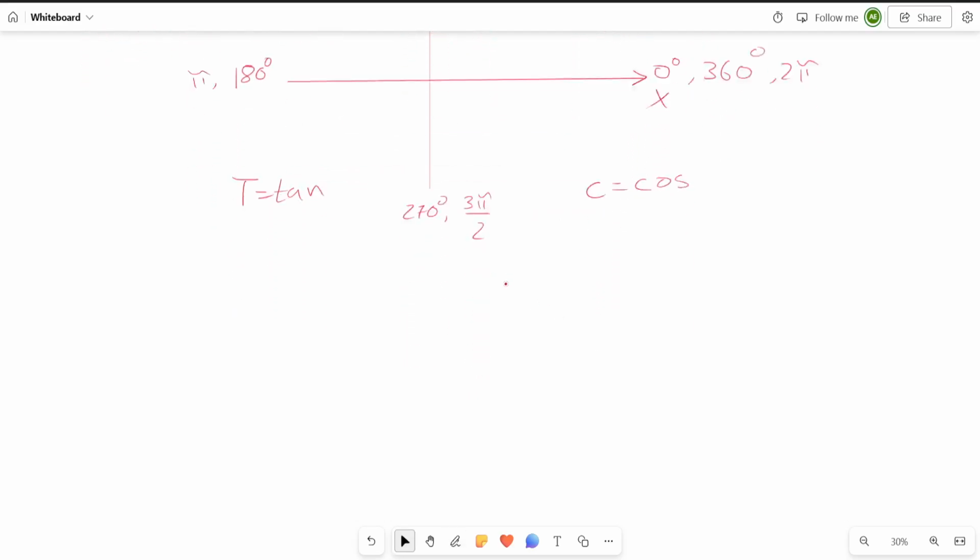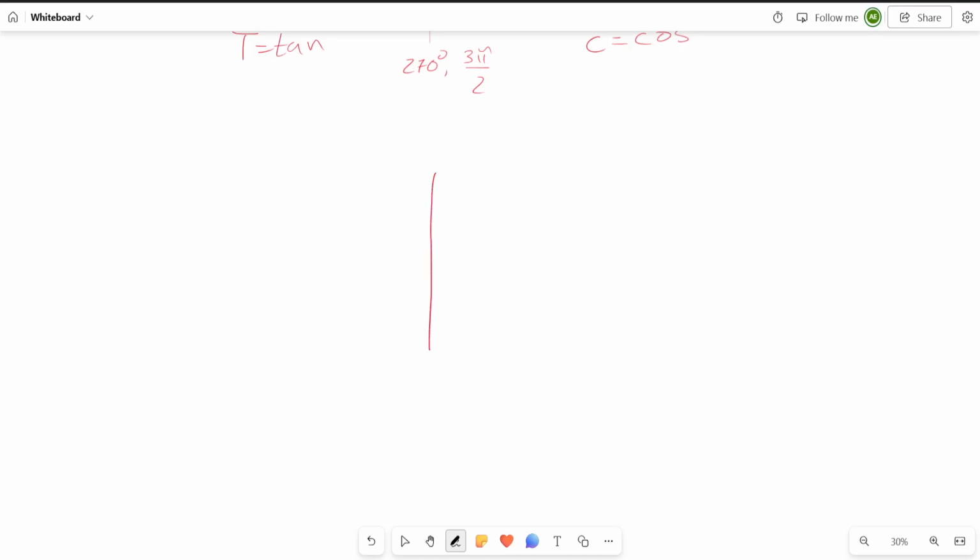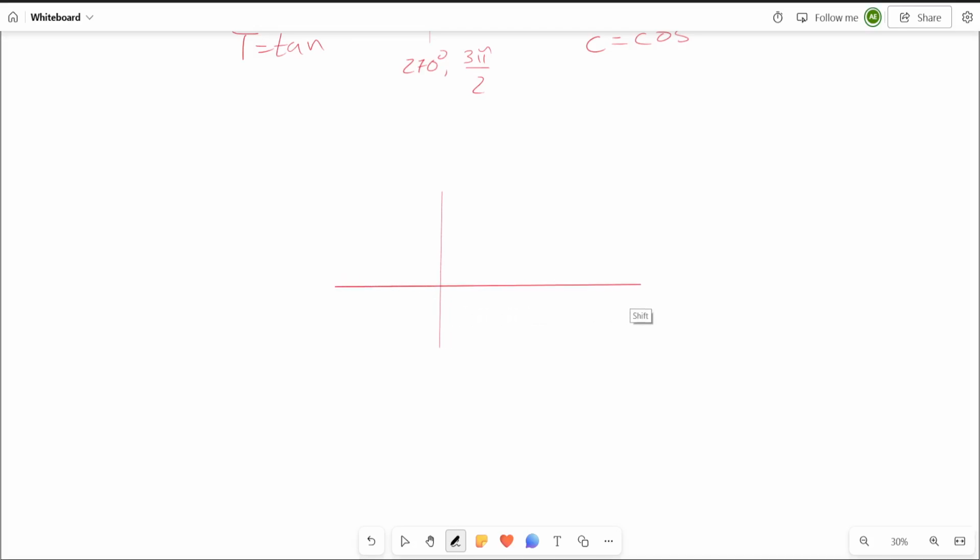Right. Let's take a look at this. Let's say we want to draw our functions. Let's actually make it a little bit longer. Let's draw our sine curve first. This is X, this is Y. We know our sine curve will look something like this.